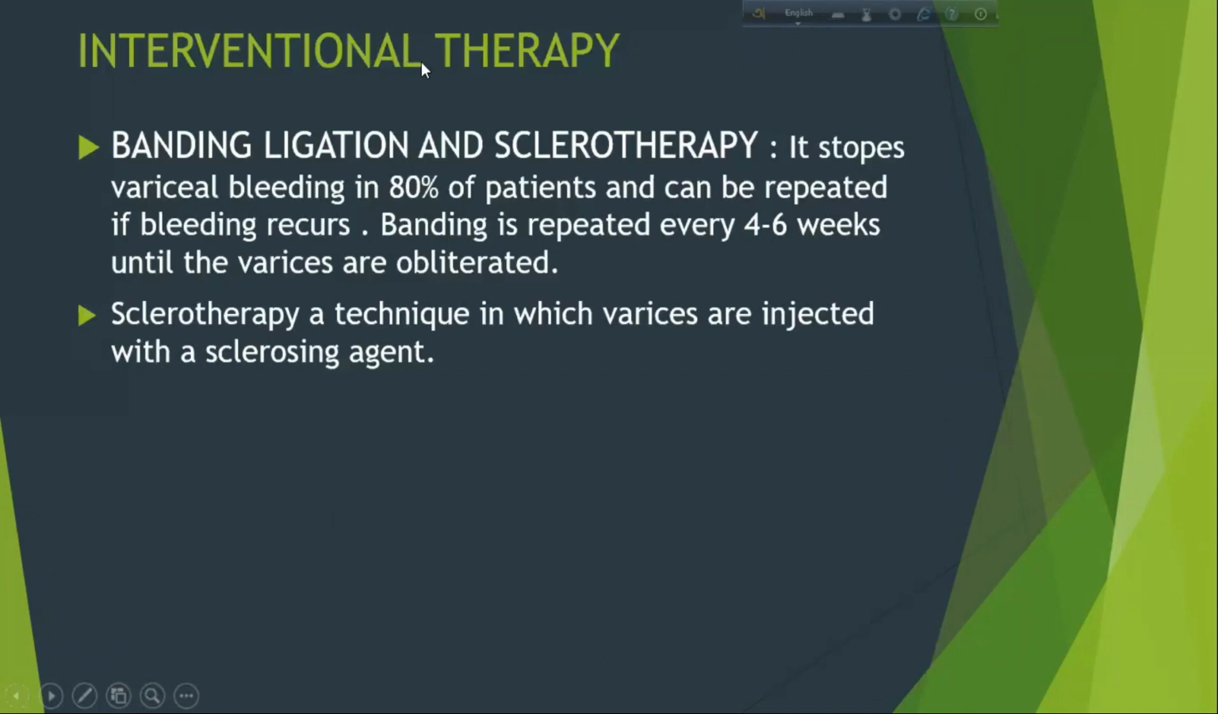Interventional therapy in case of acute variceal bleeding. Banding, ligation and sclerotherapy. It stops variceal bleeding in 80% of patients and can be repeated if bleeding recurs. Banding is repeated every 4 to 6 weeks until the varices are obliterated. Sclerotherapy is a technique in which varices are injected with a sclerosing agent.